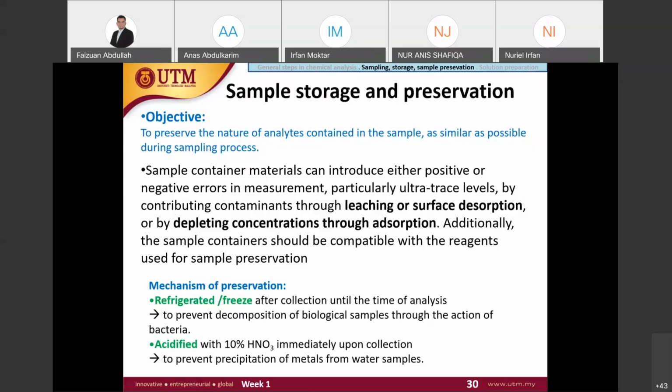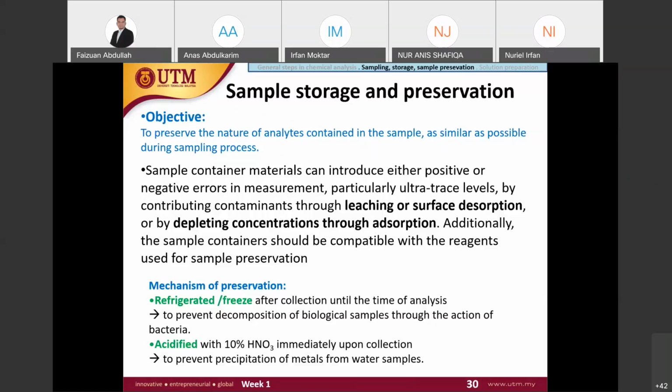The quality of the sample. We have to preserve the nature of the analyte inside the sample as similar as possible during the sampling process. Remember, the purpose of sampling is to get a representative of a population. We have to do as much as we can to ensure that our sample represents the real situation.